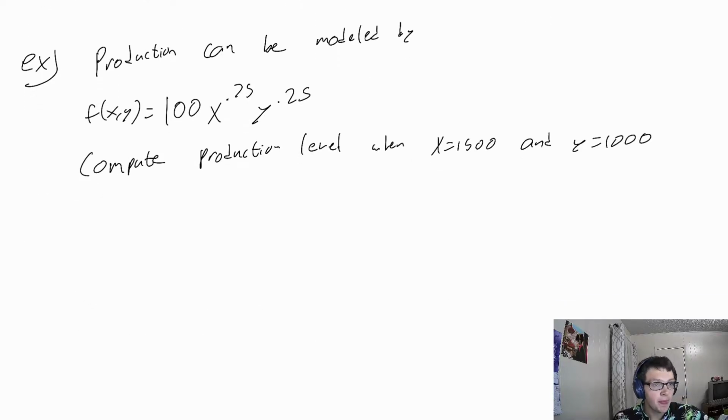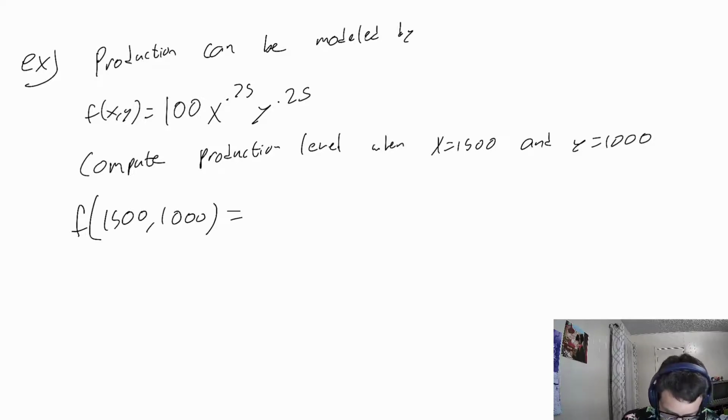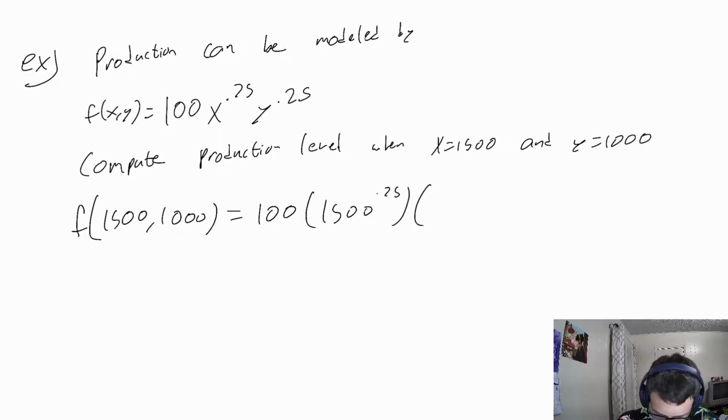So for example, production can be modeled by f of xy equals 100 times x to the 0.75 times y to the 0.25. This is called a Cobb-Douglas function, if you might remember from section 7.3. What we want to do is compute the production level when x equals 1500 and y equals 1000. So we just plug in 1500 for x and 1000 for y. We write f of 1500, 1000 equals 100 times 1500 to the 0.75 times 1000 to the 0.25.